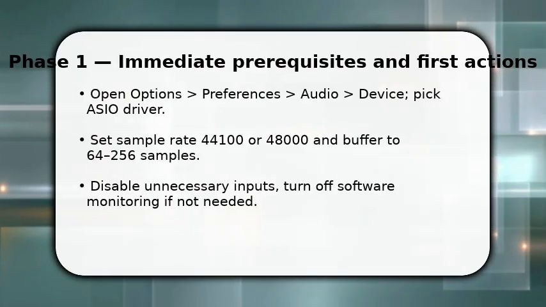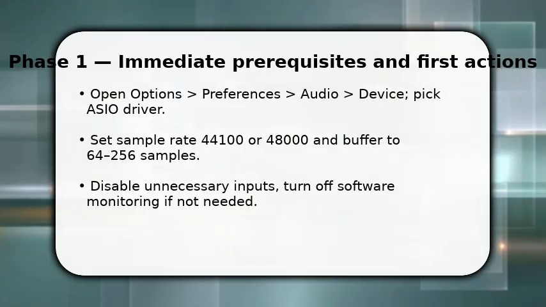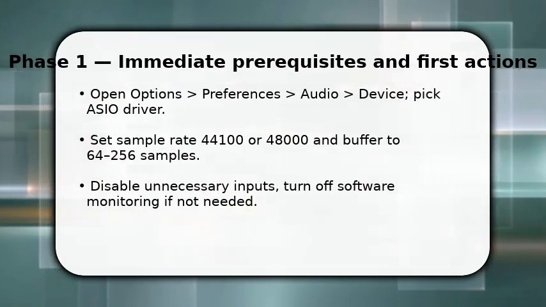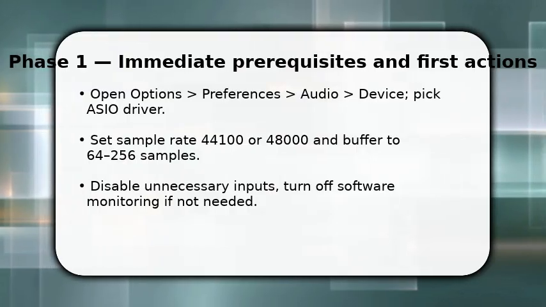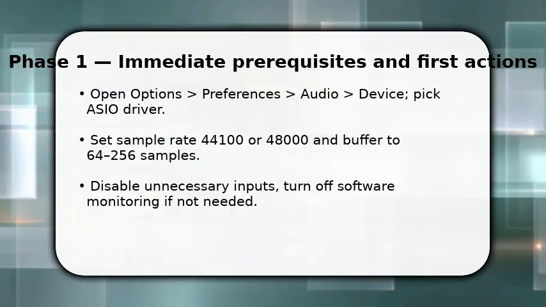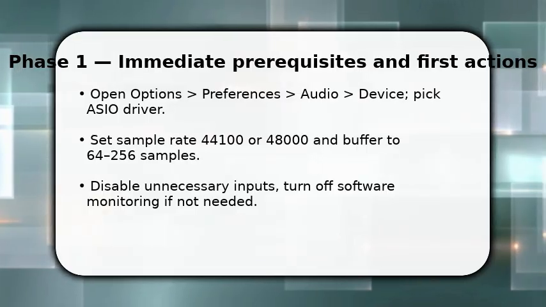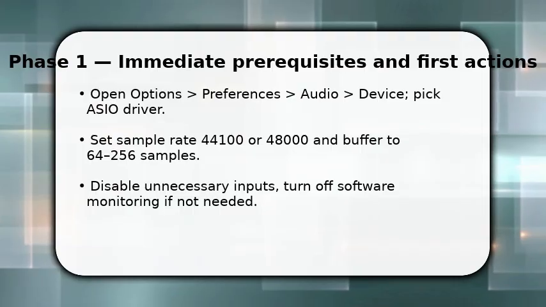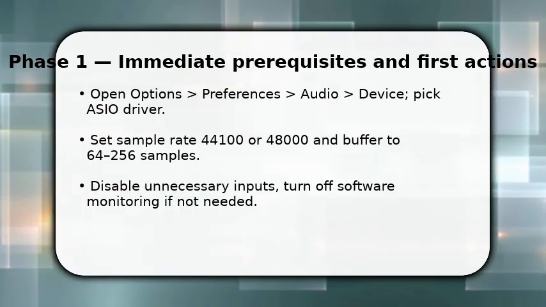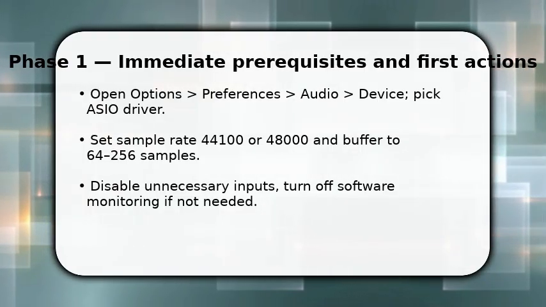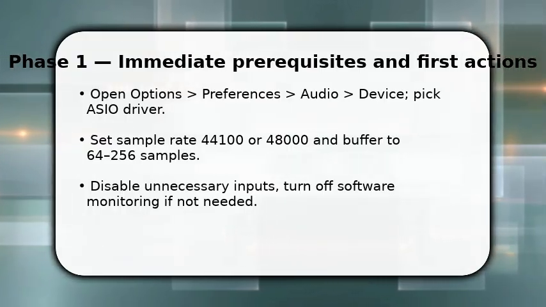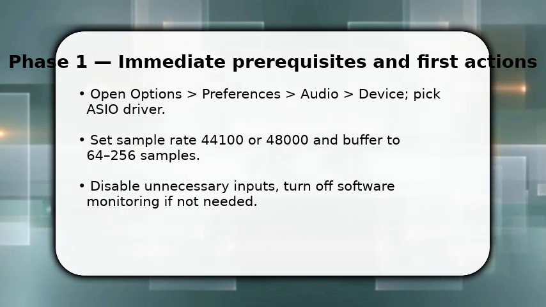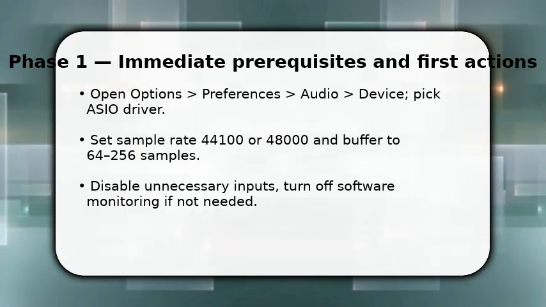You begin by forcing Reaper to use the lowest reliable audio latency. Go to Preferences, Audio, Device, and choose your ASIO driver. ASIO gives consistent, low-latency performance. Set the project sample rate to 44,100 or 48,000, then drop the buffer to 64 or 128 samples to reduce round-trip time. Once done, disable software monitoring and unused inputs to free CPU. This first pass cuts the biggest delay. It's the quickest way to see immediate improvement.